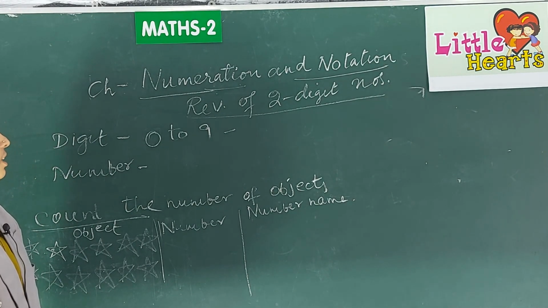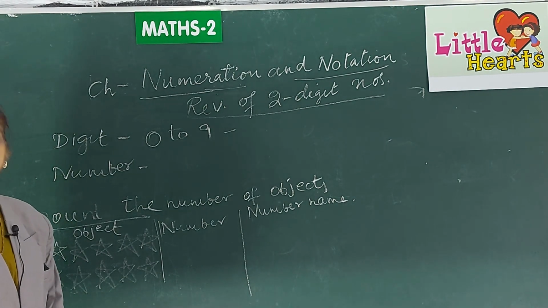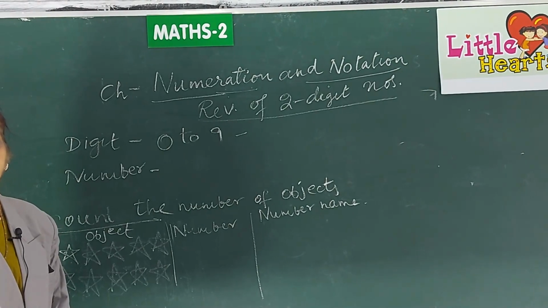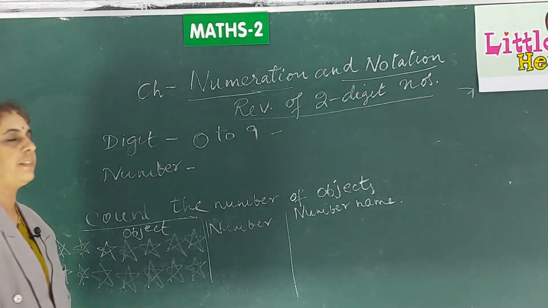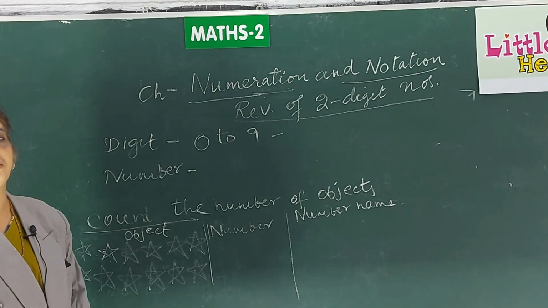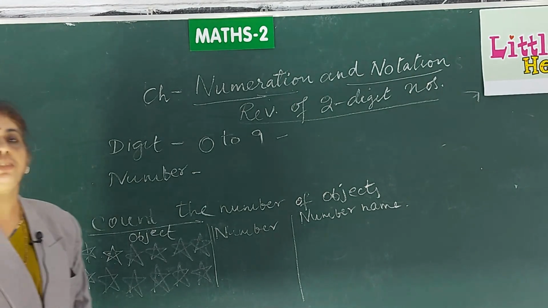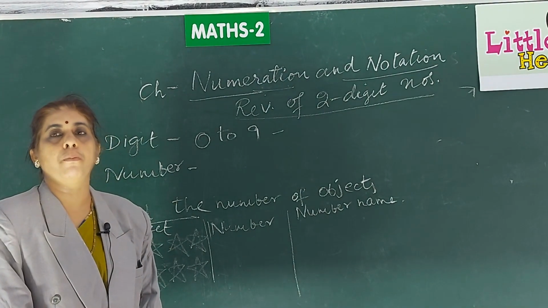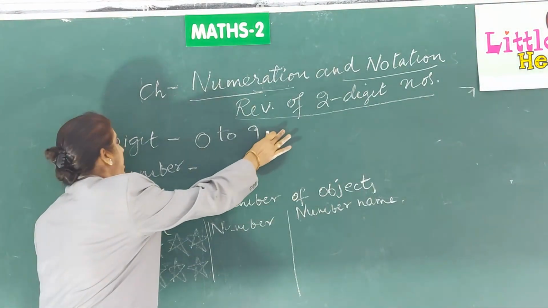And today's topic is numeration and notation, that is, revision of two-digit numbers. You have already learnt how to read and write two-digit numbers. Let us know what is a digit. The numbers from 0 to 9 are the digits that are used to form a number.